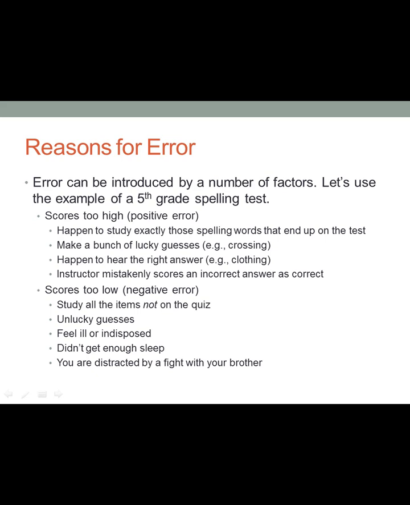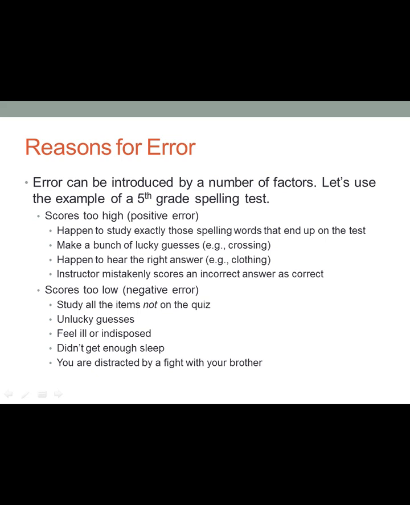You might not have gotten enough sleep. You might be distracted. Maybe there was a fight between your parents or a fight between you and your brother. And so for whatever reason, you just didn't perform as well on the test as you would have liked, and your actual true score, your true spelling ability, in fact, is higher. So those are some of the reasons for error.